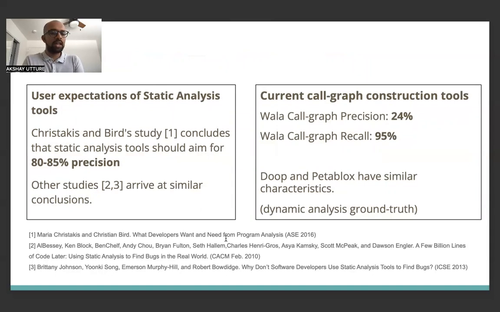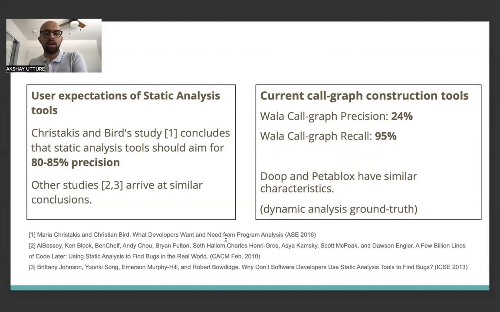So now let's come to the issues with current call graph construction tools. There are certain user expectations on static analysis tools, and Christakis and Bird conducted a user study to understand these expectations. They conclude that static analysis tools should aim for 80 to 85% precision. And there are other studies which also support this conclusion.